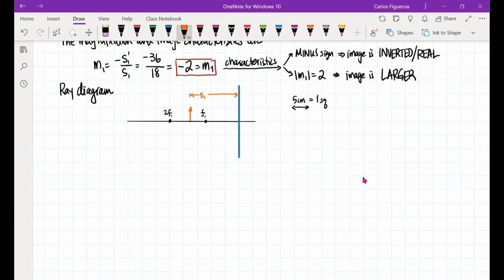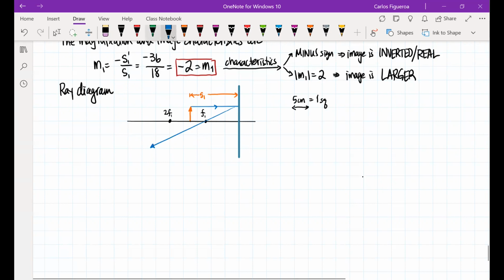So here we go. So the first ray does what? I have a ray that goes parallel to the axis. This is ray 1. And then what it does here is it reflects through the focal point. So if I draw this, it's going to look something like this. So there is my ray number 1.